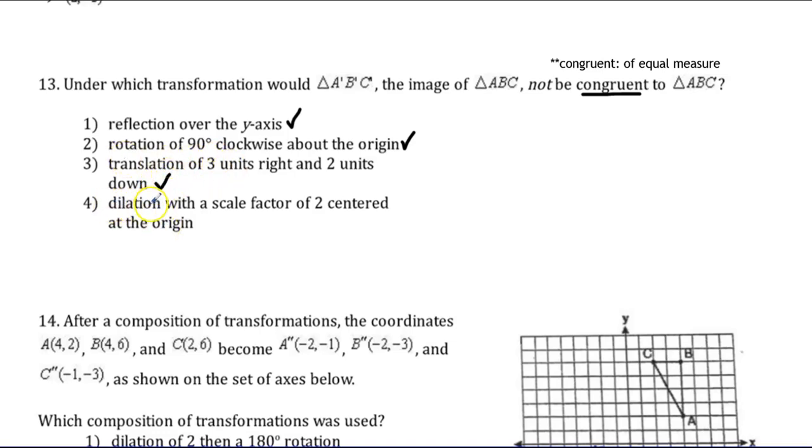But dilation is the one that changes it, right? A dilation makes things bigger or smaller. A dilation with a scale factor of 2, this number is larger than 1, so that means the dilation is getting bigger. This is stretching. Anytime we dilate a shape, it changes its size, and it is no longer congruent, no longer the same measures. So answer 4 is correct.